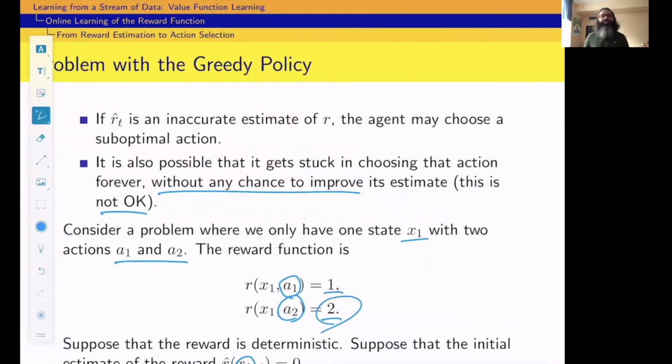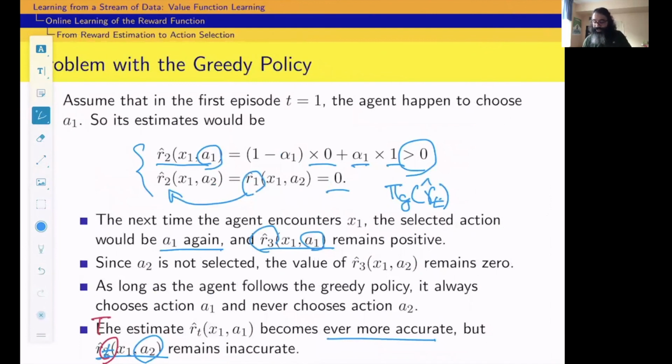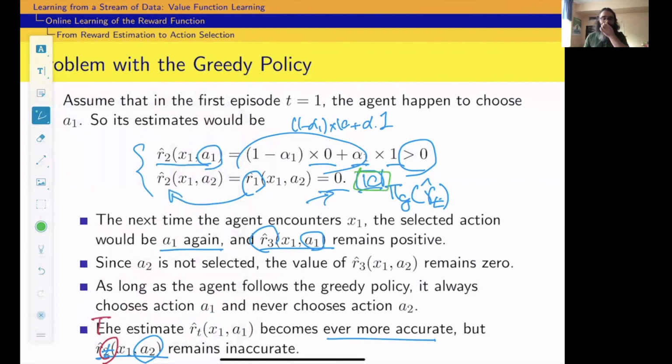So if we started from a value larger than all of them, like suppose we started with r hat for all actions equal to 10, then this wouldn't happen. If we select action 1, this becomes something like 1 minus alpha times 10 plus alpha times 1. But the other one stays equal to 10. So at the next time step, the agent chooses action 2 instead of action 1.